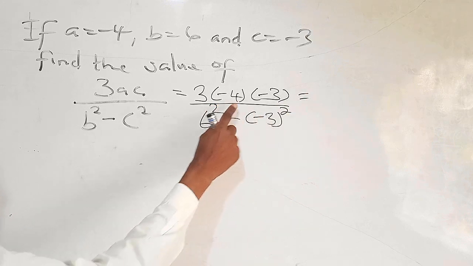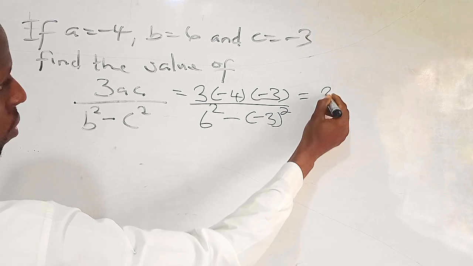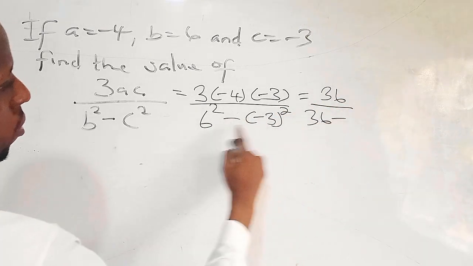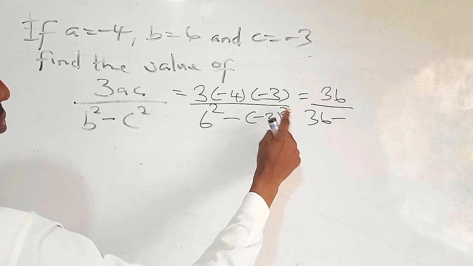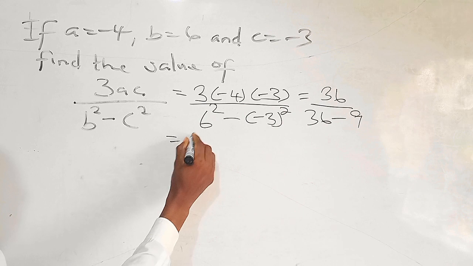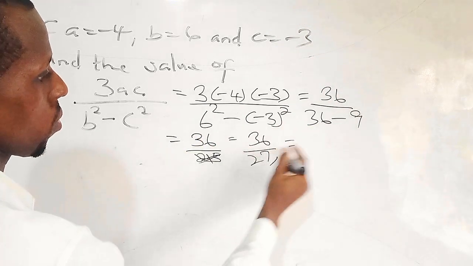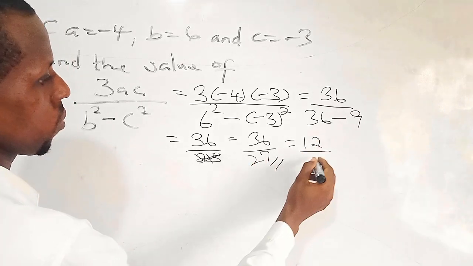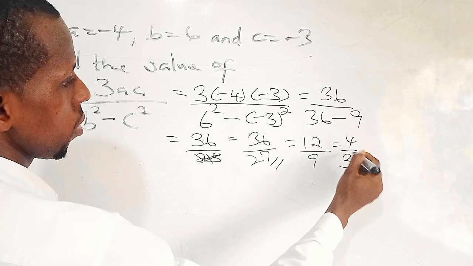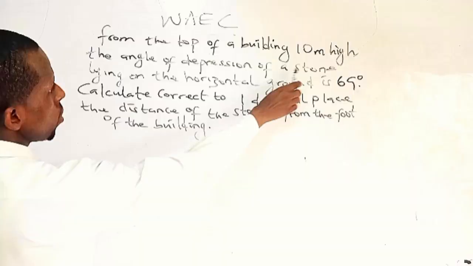So this implies minus and minus is plus. 3 times 4 is 12, 12 times 3 is 36, over 6 squared, which is 36, minus 3 squared, which is positive 9. So we have 36 divided by 36 minus 9. 36 minus 9 is 27. 3 into 27 is 9, 3 into 12 is 4. So we have 4 over 9.